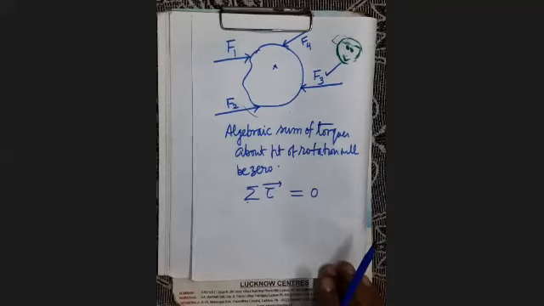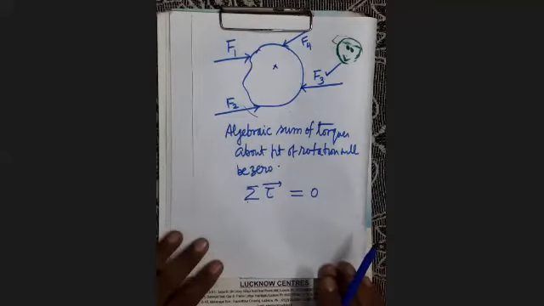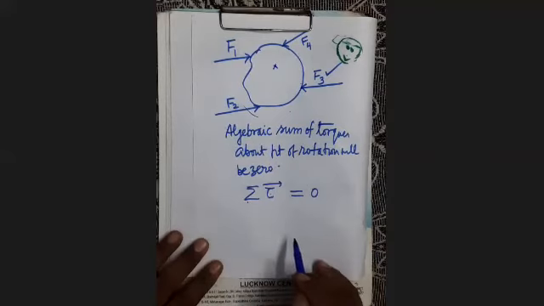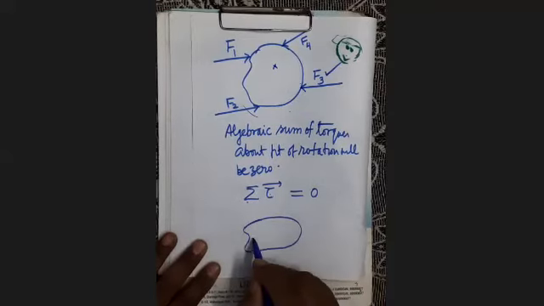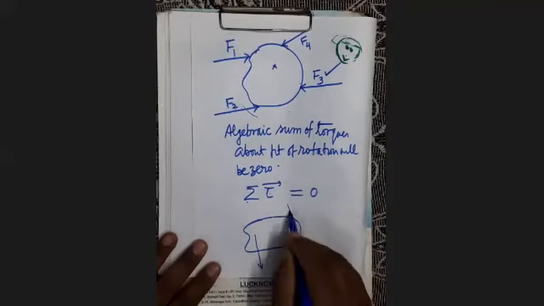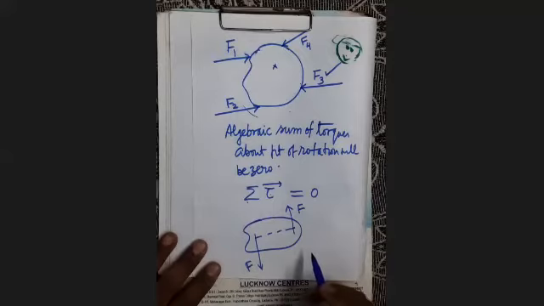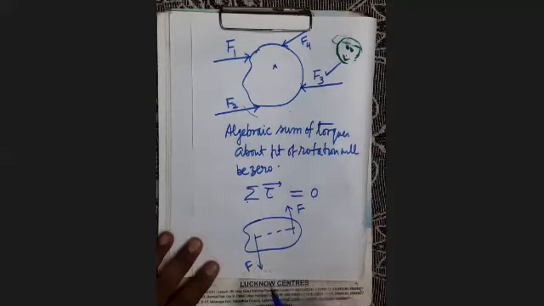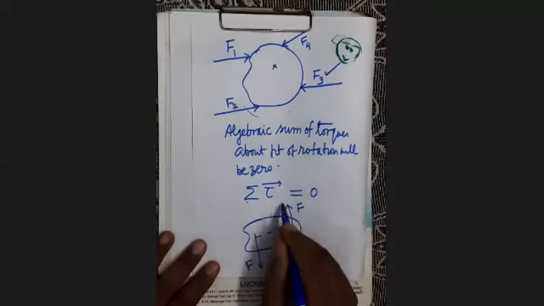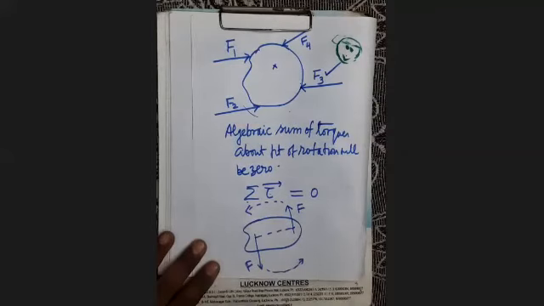Then about couple: a couple means when two equal and opposite forces act on a body in such a way that their lines of action are parallel to each other and acting at some distance from each other. Suppose this is a body, one force is acting in this direction, another force in this direction. Both forces are equal in magnitude, opposite in direction, such that their lines of action do not coincide. Then they will rotate the body in either clockwise or anti-clockwise direction. For example, here both forces are rotating the body in the anti-clockwise direction.